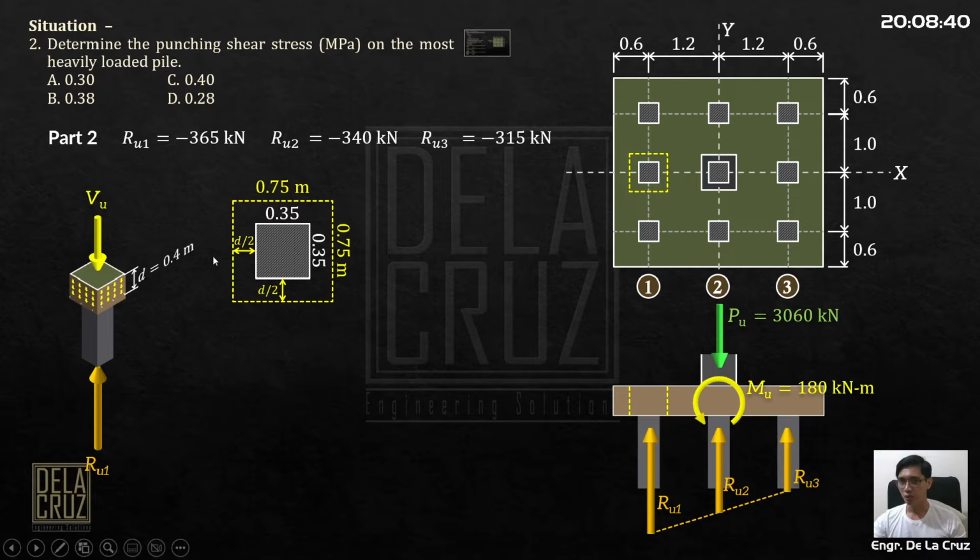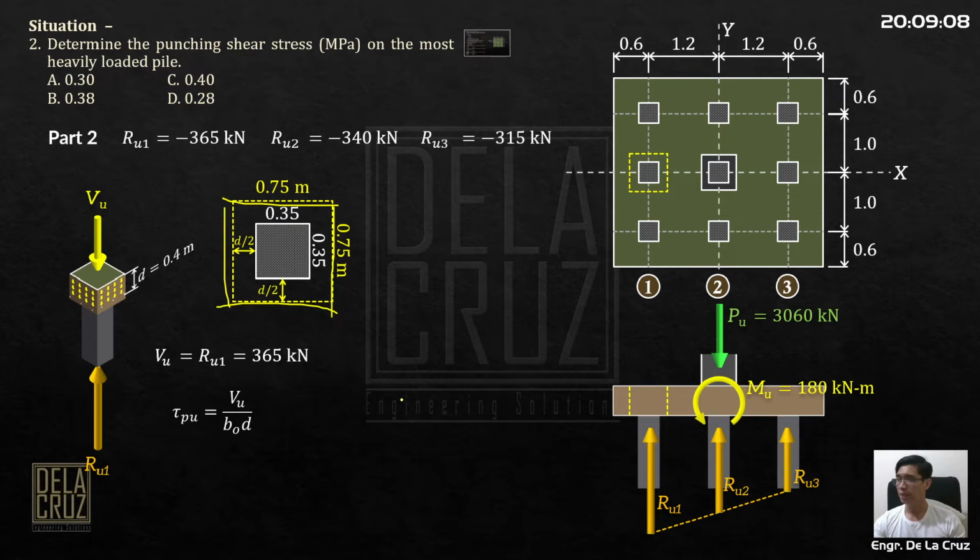Okay? So, yung ating shearing area is the perimeter times the depth. That will be the shearing area. So, again, by equilibrium, yung Vu natin is equal to RU1. Is 365 kilonewtons. And the punching shear stress is force over bo d. So, ganito siya sinulat sa code, bo. The bo is the perimeter.